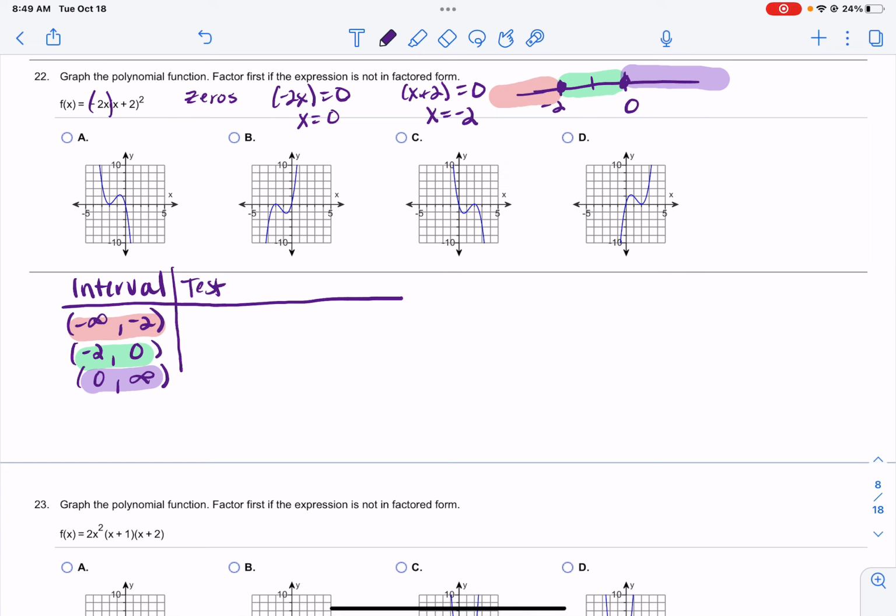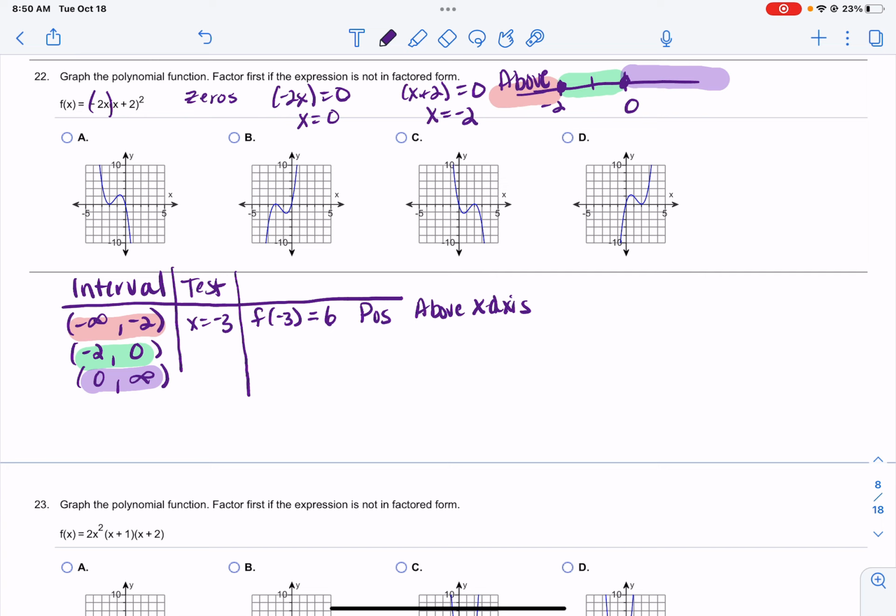So a point that is in the first interval, that orange interval, could be x equals negative 3. And I evaluate the function at negative 3, f of negative 3, by plugging that into the original function. I get 6. So that's a positive value. That means the graph is going to be above the x-axis in that interval. So we can say above.